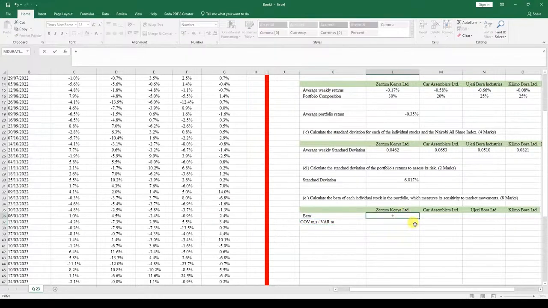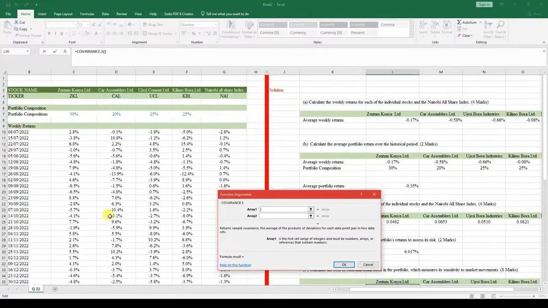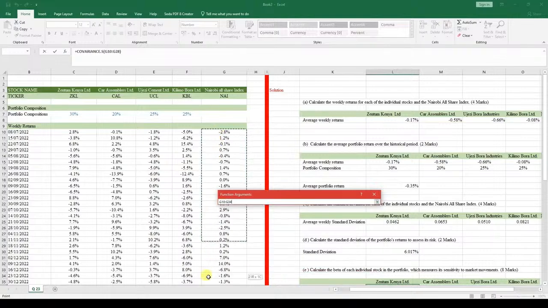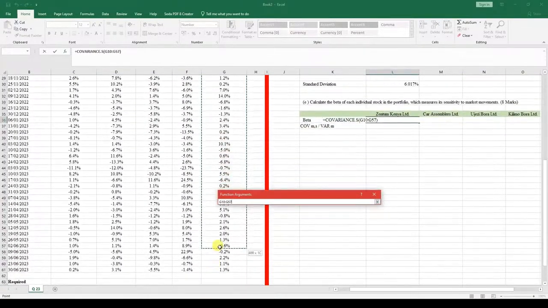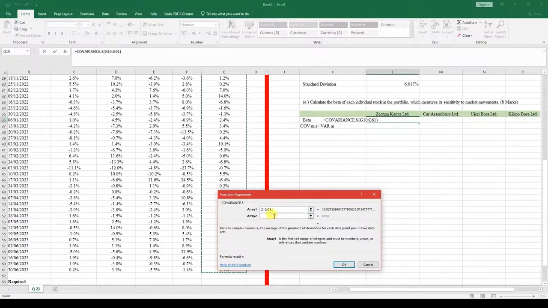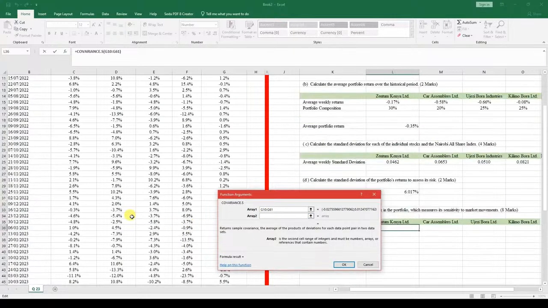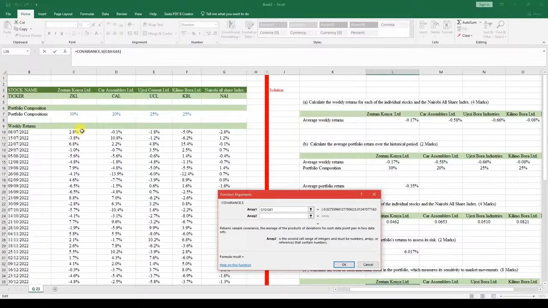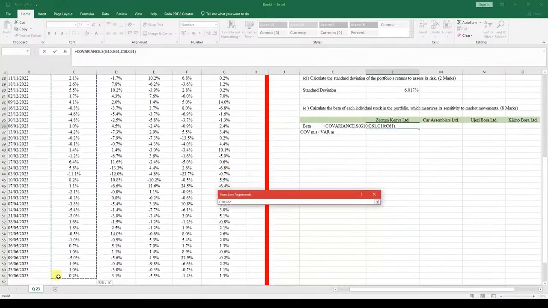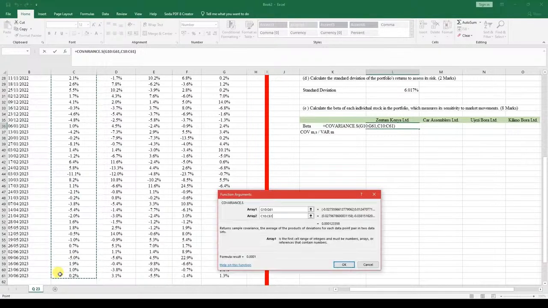So we pick COVAR.S, because we're looking at a sample covariance, and we open it up right over here. Covariance of what? Covariance of the market. This is the market over here, so we highlight that part. Covariance of the market, and on the second array we put the stock itself over here, bearing in mind, like that. Covariance of the market and stock, and you can see what we've done.